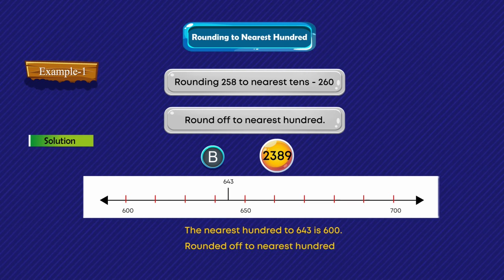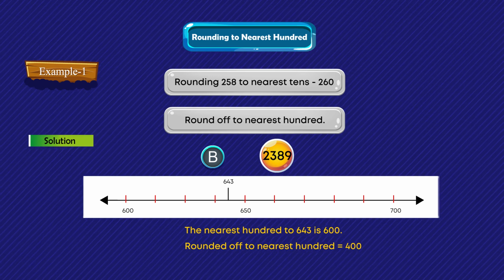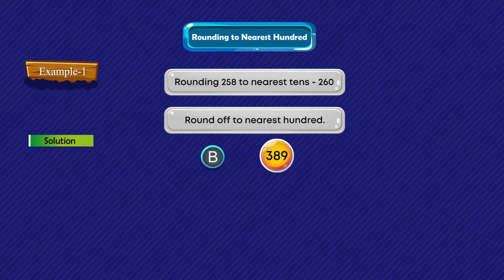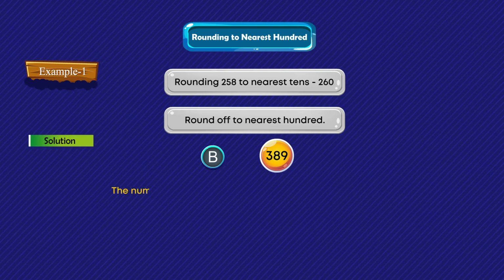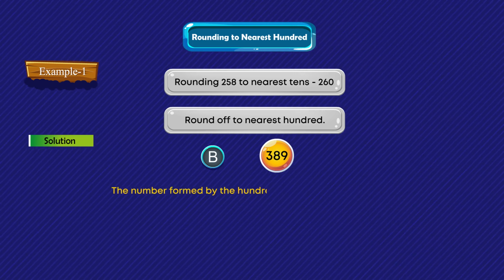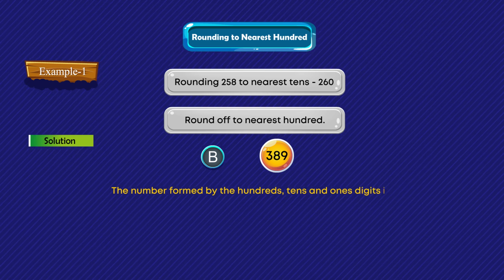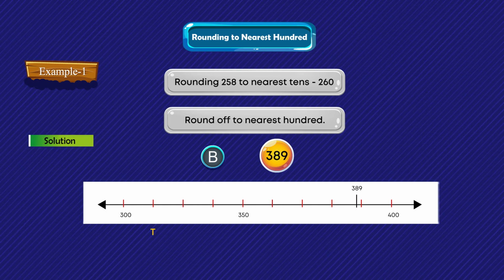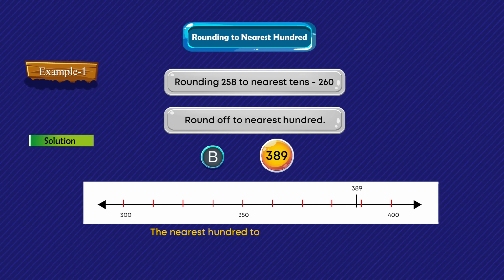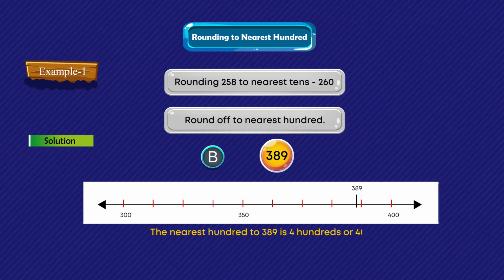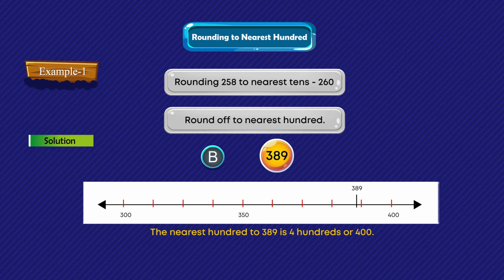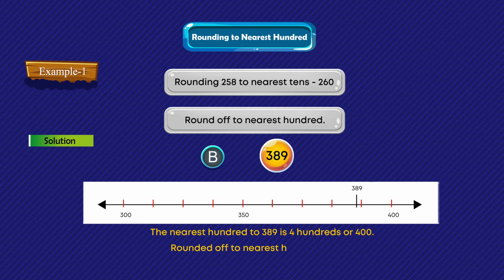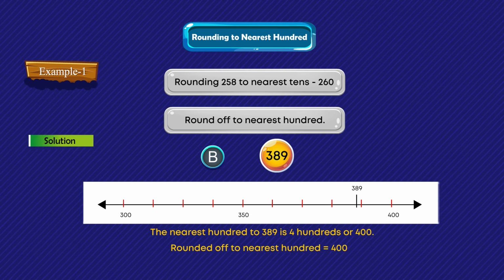Rounded off to nearest hundred, 600. B. 389. The number formed by the hundreds, tens and ones digits is 389. The nearest hundred to 389 is 4 hundreds or 400. Rounded off to nearest hundred is equal to 400.